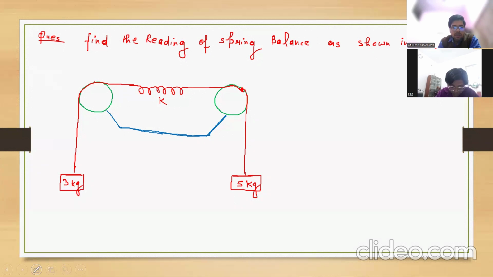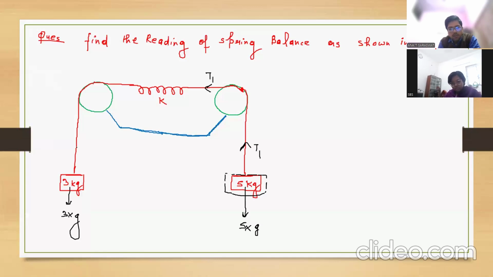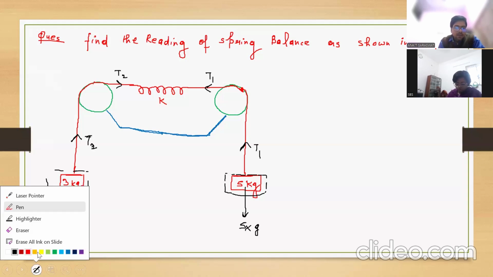So simply draw the free body diagram of each block. Take this as your system. Down is M into G, tension T1, like this. Similarly, this is M into G, gravity. This is your system. T2 tension here. Clear? This is clear? Yes, sir.